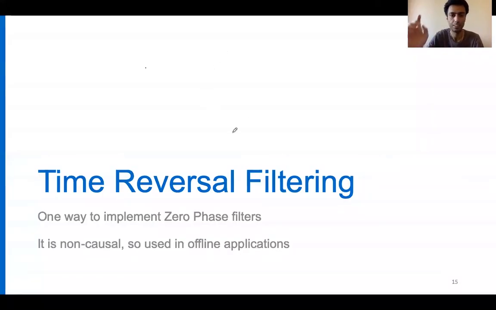Okay, so in this session, we are going to discuss time reversal filtering, which is a way to implement zero phase filters. It's a non-causal filtering, which means we cannot use it in real time. So we have to use it only for offline applications.